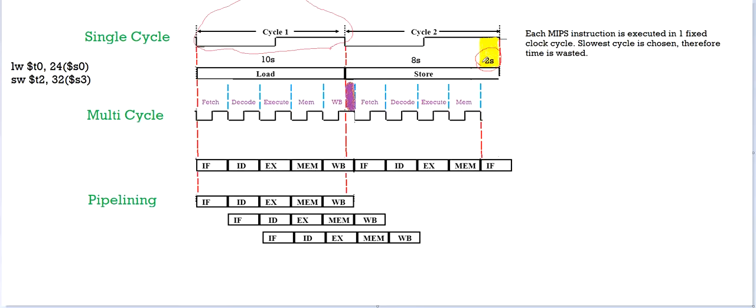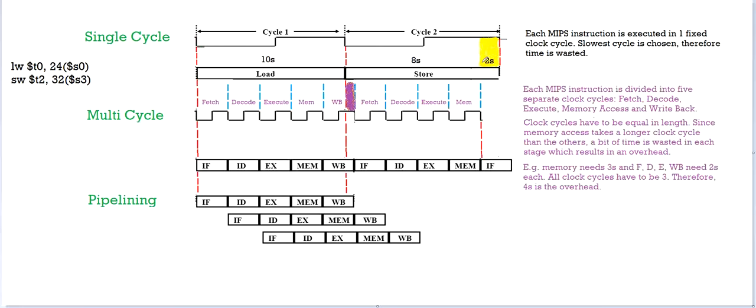In order to combat this problem, we have the multi-cycle execution. So here is a multi-cycle execution. Here the load instruction and the store instruction is going to be divided into 5 different stages. That's what multi-cycle basically does. It takes the MIPS instruction and divides it into smaller clock cycles so that we no longer have this problem here. So here the load instruction is made up of 5 equally sized small clock cycles. Each stage has its own name: fetch, decode, execute, memory, and write back.